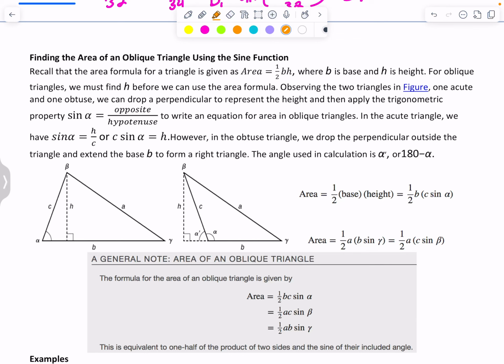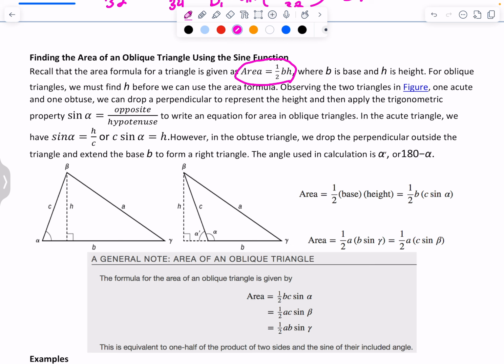In this video, we're going to finish up our discussion of law of sines, showing a few applications. So for a right triangle, our area usually is always this, base times height.